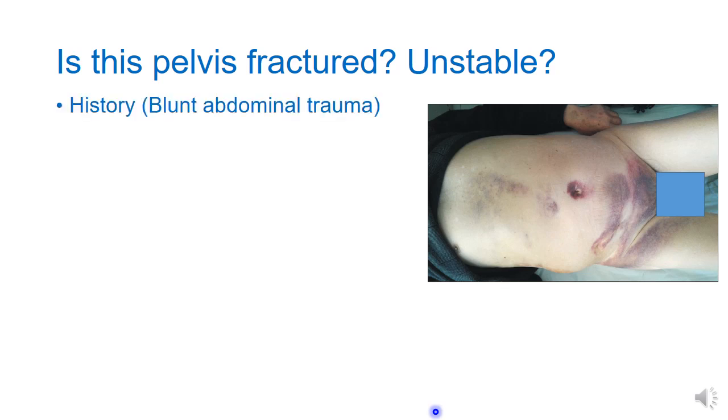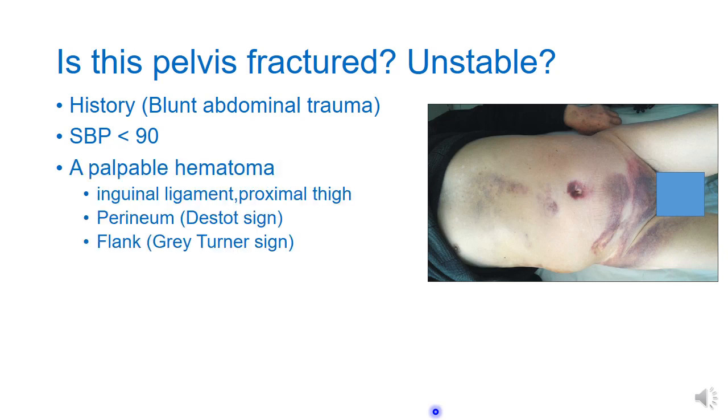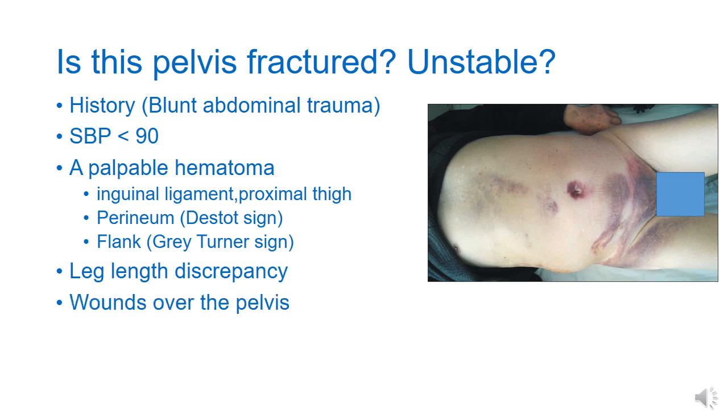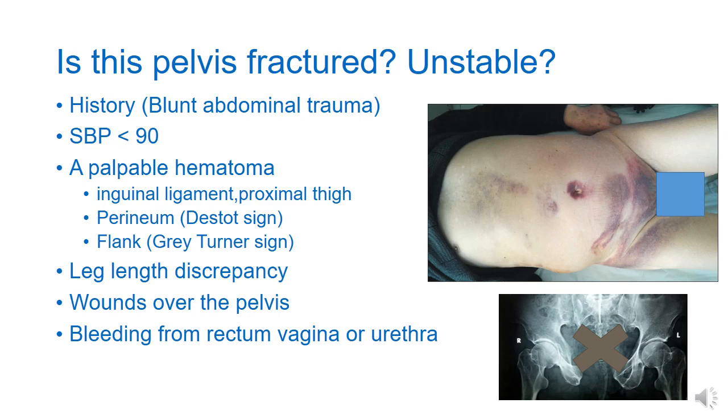If we have a history of blunt abdominal trauma, if the systolic blood pressure is less than 90, and if we have a palpable hematoma in the inguinal region, the proximal thigh, or the perineum, called Destot sign, or in the flank, called Grey Turner sign, this means that the patient may have an unstable pelvis with a significant amount of bleeding. Also, if you have leg length discrepancy, it means that we may have a deformity caused by pelvic fracture. And of course, if you have wounds around the pelvis, especially from the hidden areas, the rectum, vagina, and urethra.